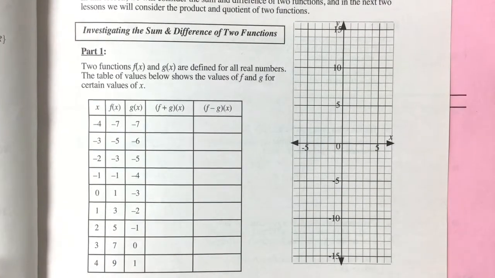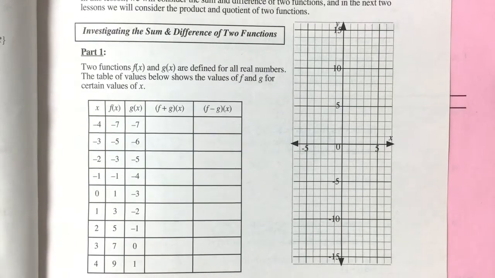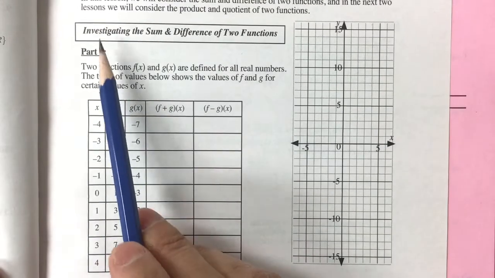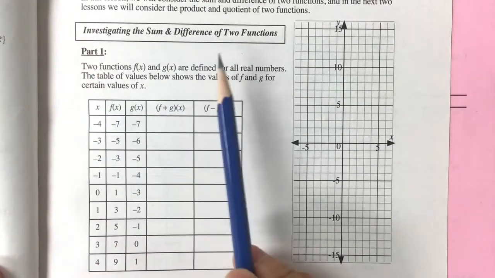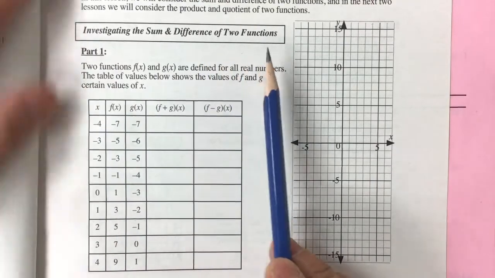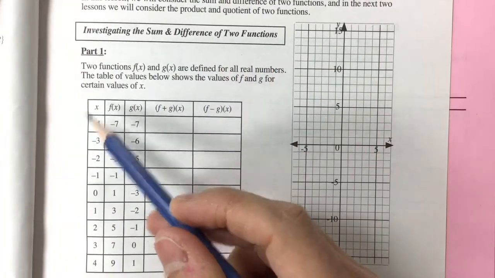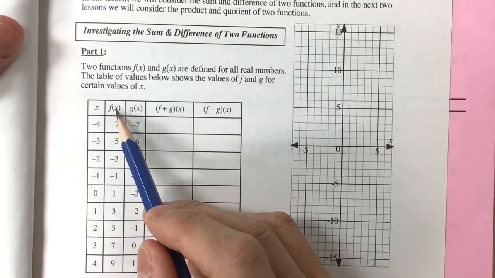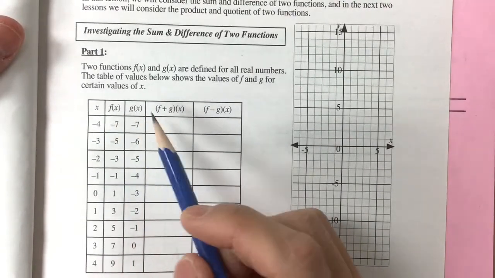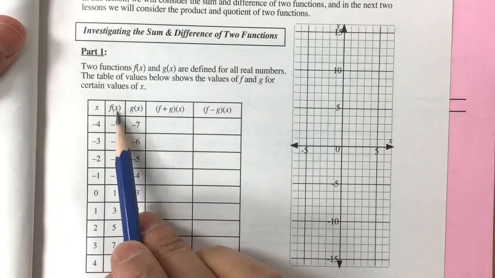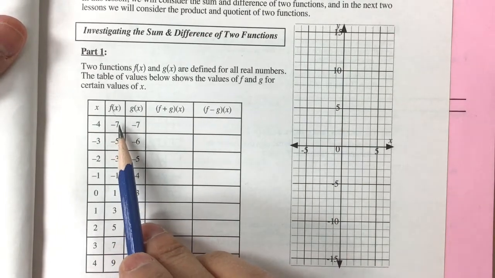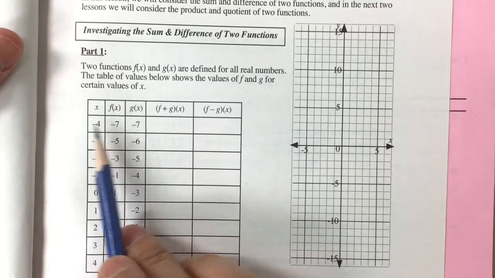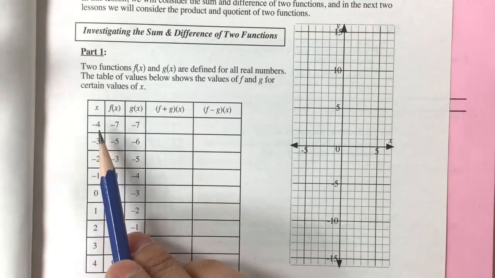We're going to be looking at operations with functions, part 1. And to begin with, we're going to be investigating the sum and differences of two different functions. So here on this table of values, I'm given two functions. I'm given f of x and I'm given g of x. And each function has a y value that will pair up with an x value.